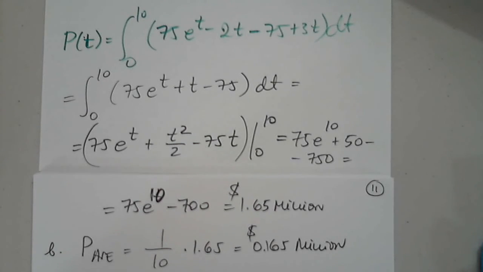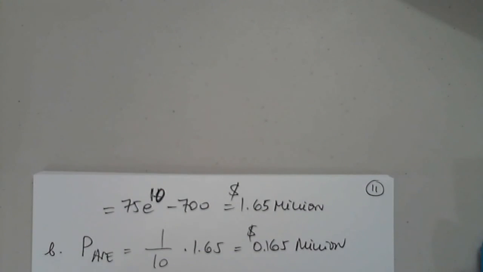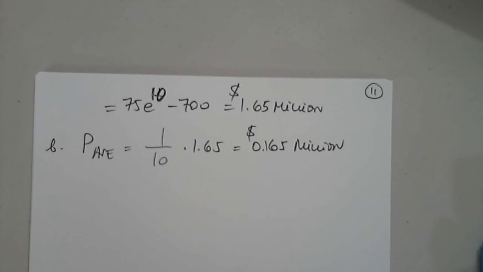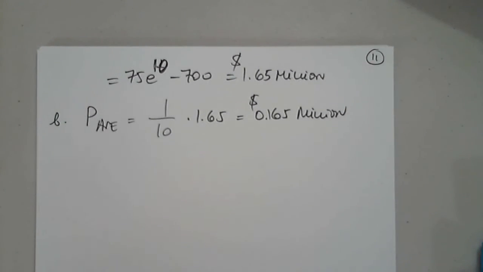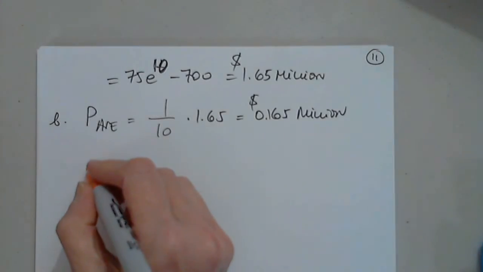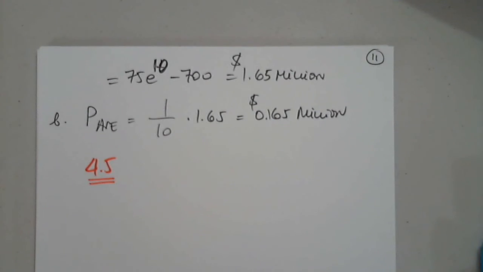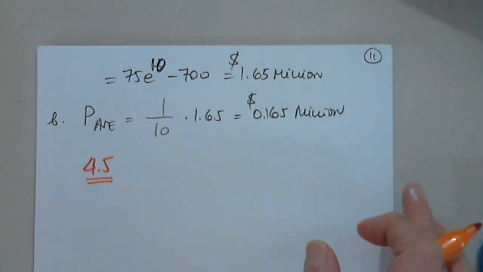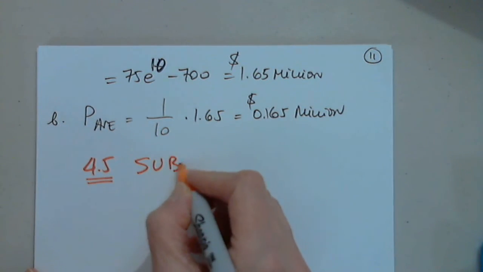Is this okay? Any questions? Okay, so I would like to continue with the last section. We may be able to finish it or may not. It's okay. So 4.5 is the last section of chapter 4. And it deals with the substitution rule.